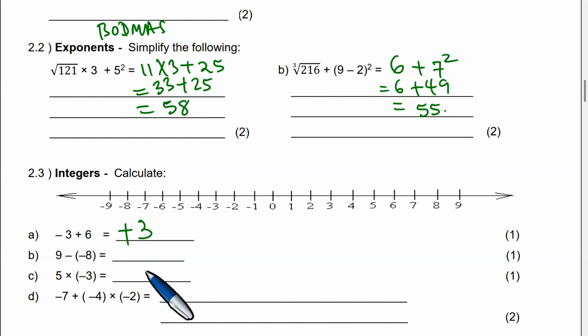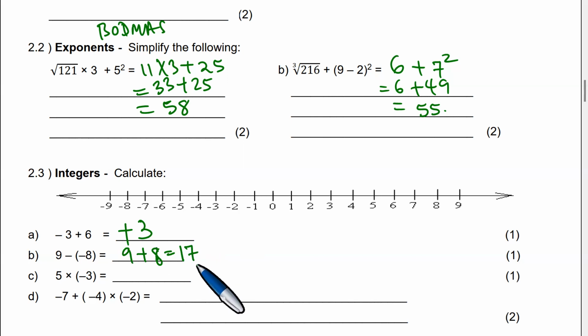What do you think the answer is to B, Lindsay? Says it 1. Please come again. 1. What is negative times negative, Lindsay? Positive. So you have 9 plus 8. What is 9 plus 8, Lindsay? 17. 17, and that is the answer.